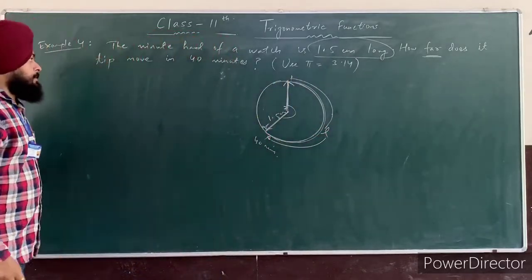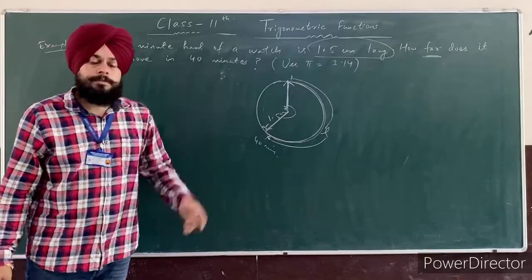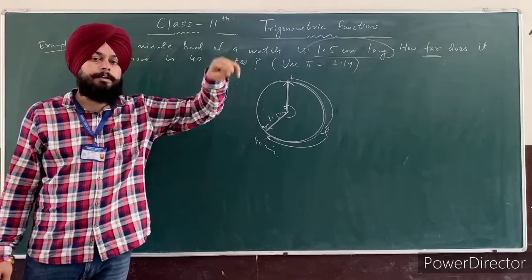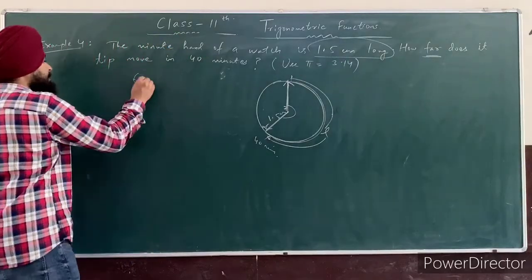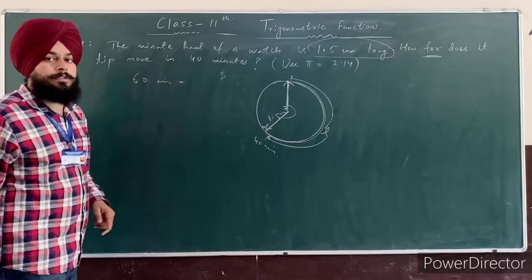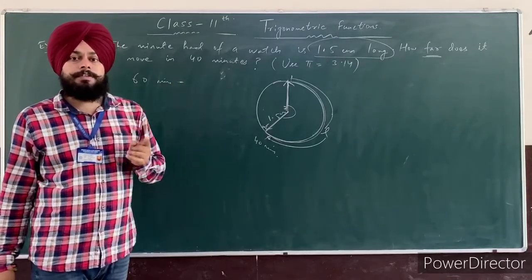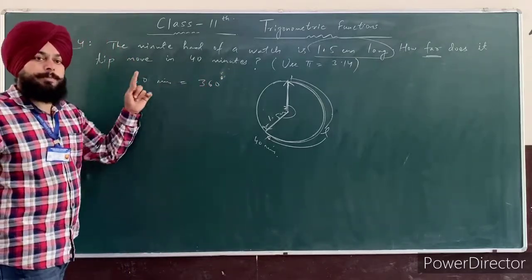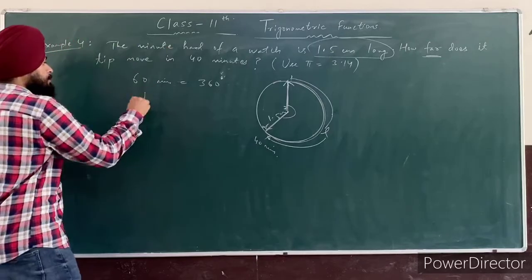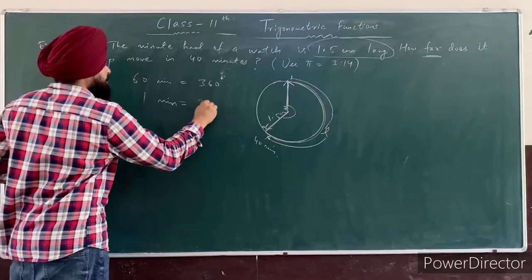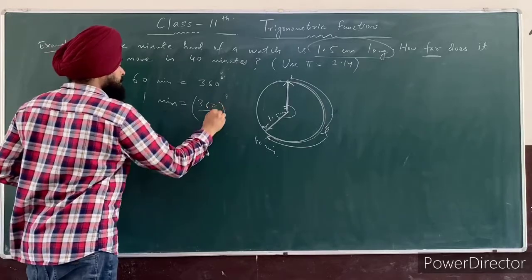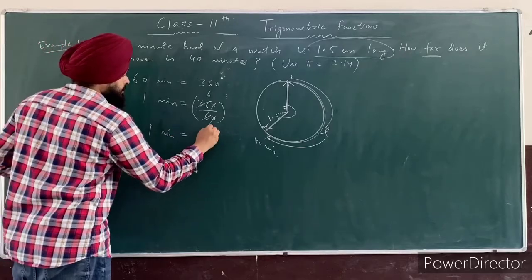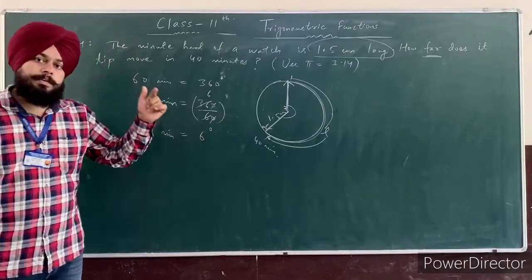Clear? So time given is 40 minutes. So in 60 minutes there is one complete revolution, and in one complete revolution there is 360 degree. Clear? So in 1 minute there is how much? 360 by 60 degree. So it is 6 degree. In 1 minute the minute hand moves 6 degree.